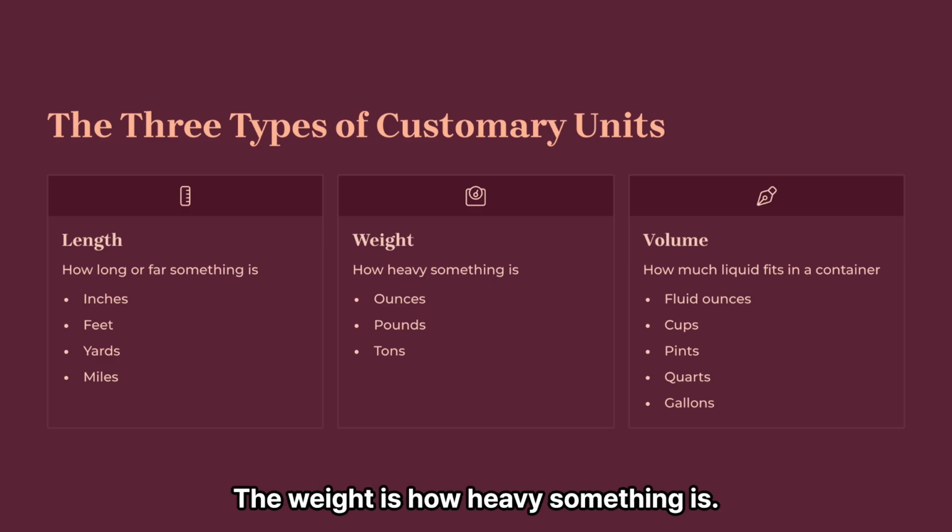The weight is how heavy something is. Ounces, pounds, tons are examples of weight. The volume is how much liquid fits in a container. Ounces, cups, pints, quarts, gallons are examples of volume.